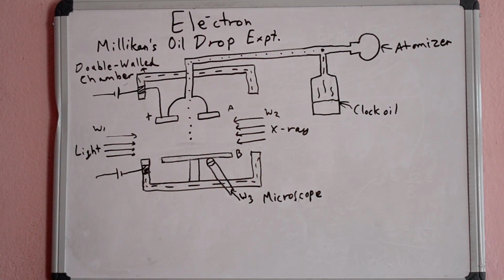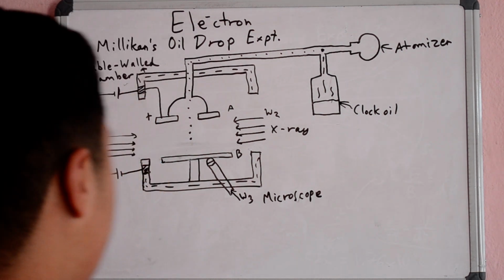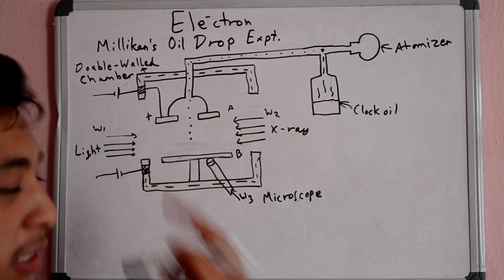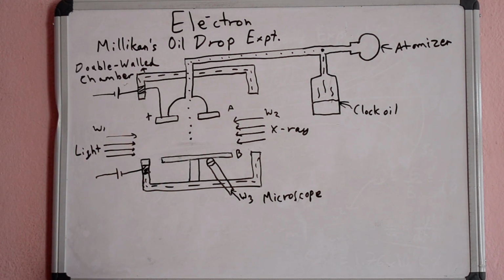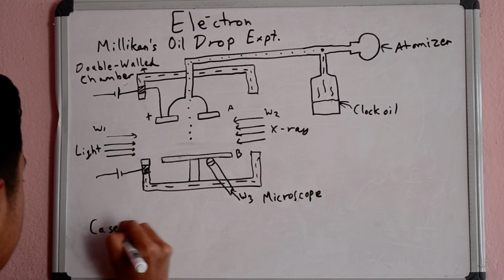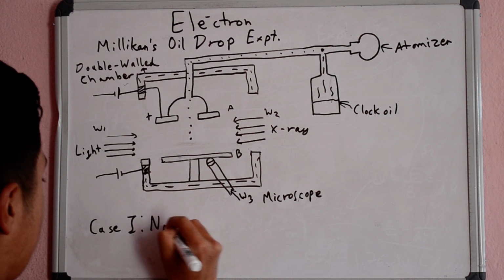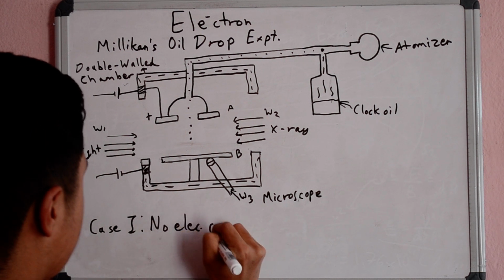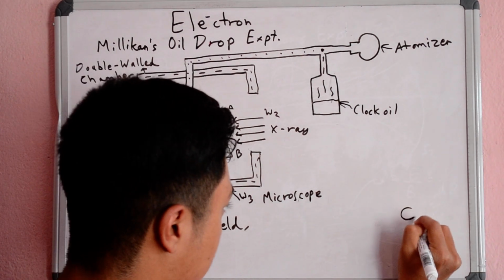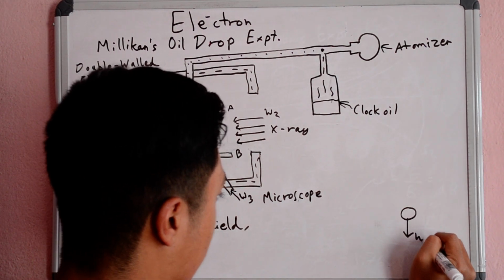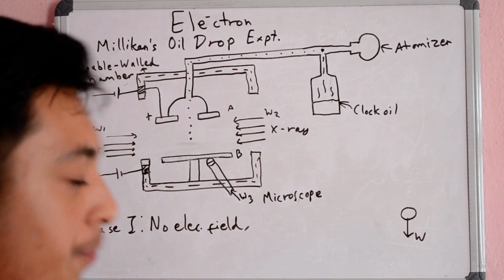Now here, during this experiment, there are two cases. First, when there is no electric field, the electric field supply is cut off. So case 1, no electric field. In this condition, let's say this is the oil drop and here it goes down with weight W.